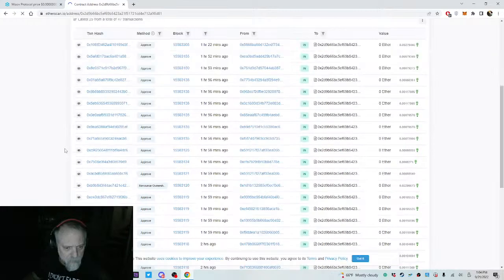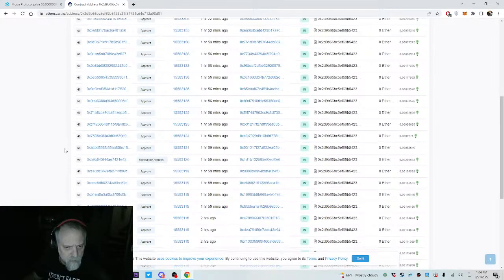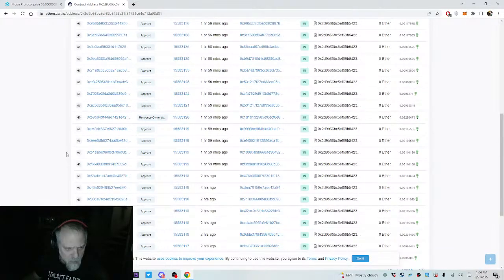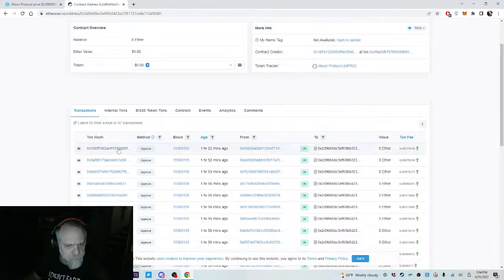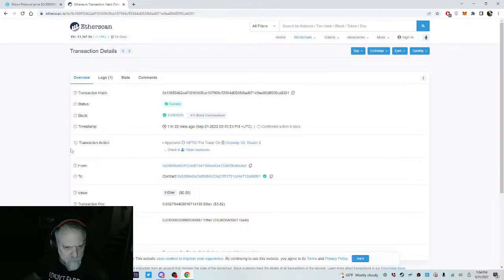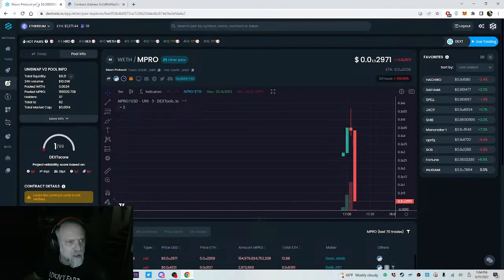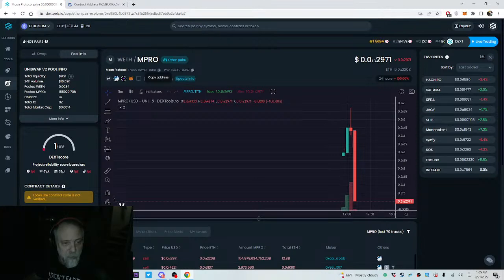So we can read right here, they renounced the ownership. Token approvals. Oh, how is this one a Moon protocol again? I thought I copied. Oh, MPRO, Moon protocol. So it's another Moon contract. Wow, imagine that.